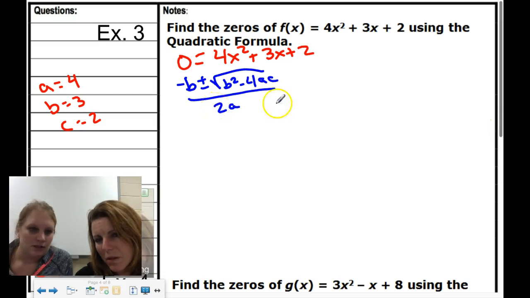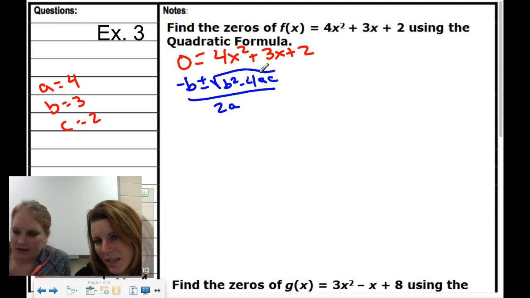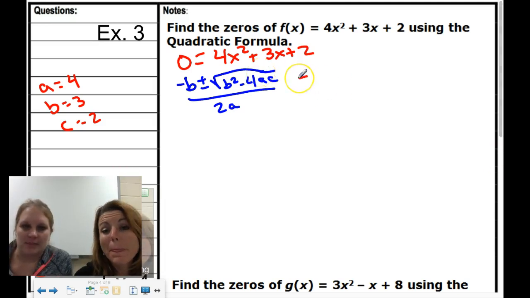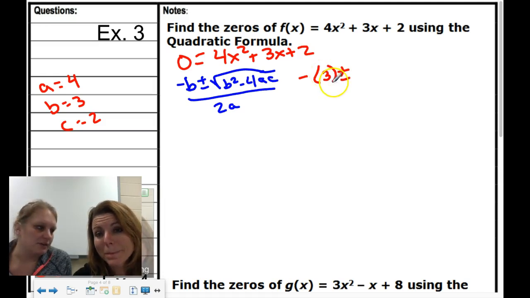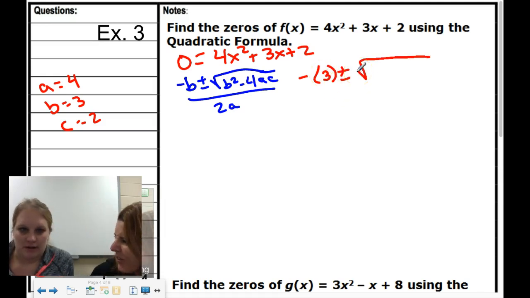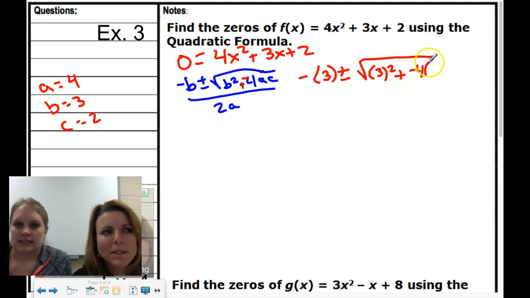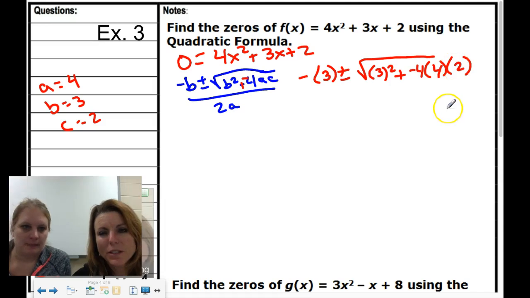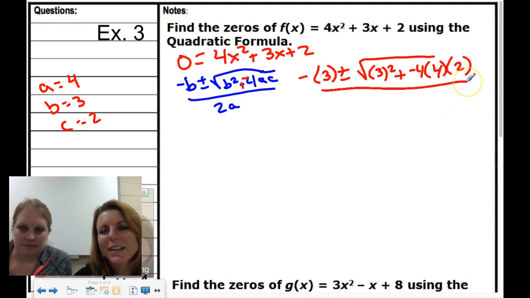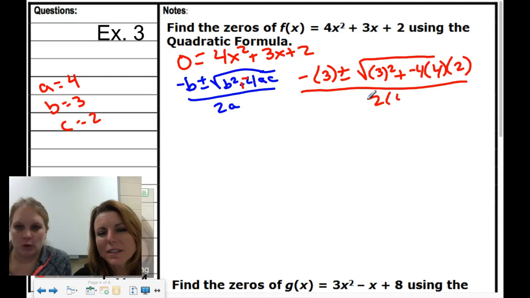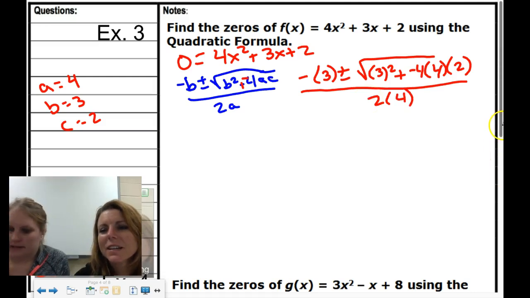You'll totally memorize this after doing it so many times. Maybe extend that a little bit. She's so picky. See? All right, so the opposite of B is 3, plus or minus, it's not always going to be 3. No, it's not. 3 squared, plus a minus 4 times A, which is 4, times C, which is 2, all over 2 times 4. All right, clean her up.